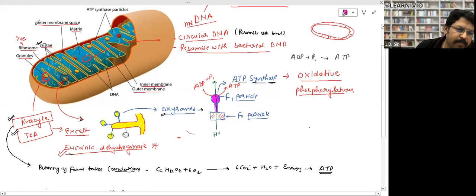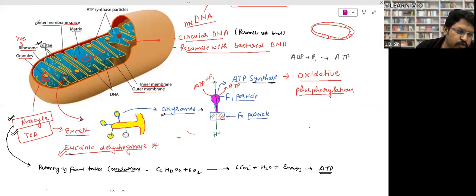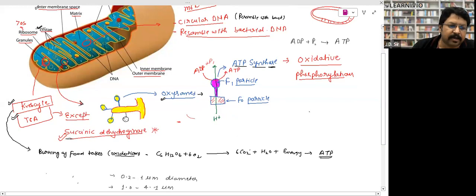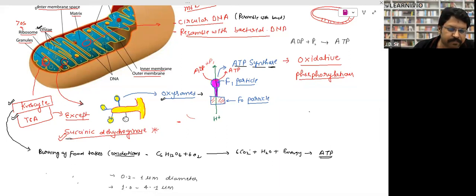Inside the mitochondria there is a matrix, and it has 70S type ribosome. In this matrix the Krebs cycle or tricarboxylic acid cycle goes on, right? These foldings are known as cristae. Inside the cristae there are these lollipop-like structures. This is called oxysome.